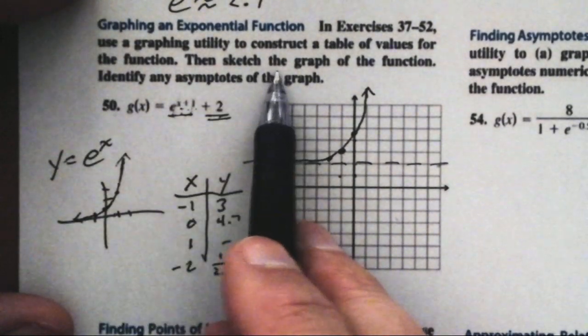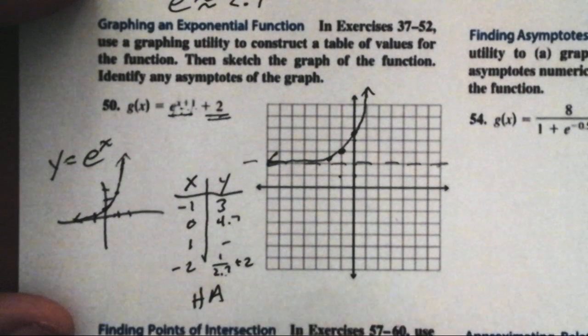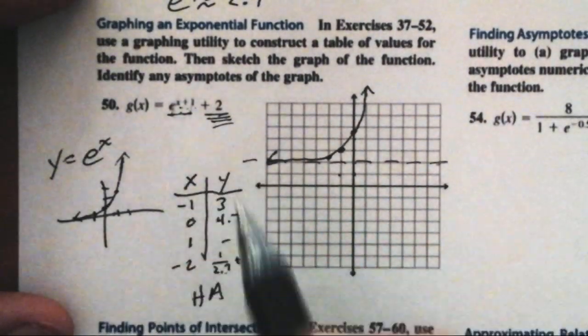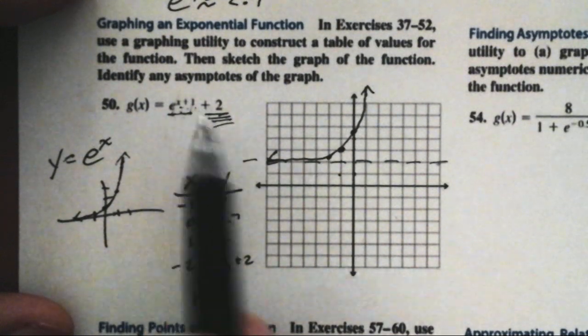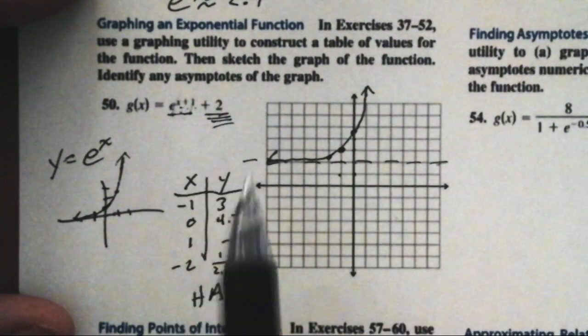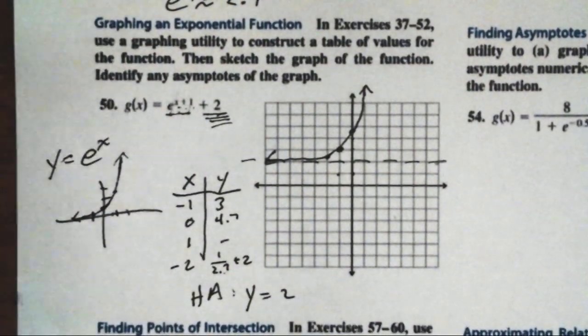So let's see, sketch the graph of the function, identify the asymptote of the graph. The horizontal asymptote was pretty easy to identify. This graph looks just like e to the x, except it's left 1. That doesn't affect the horizontal, but up 2. Y equals 2.